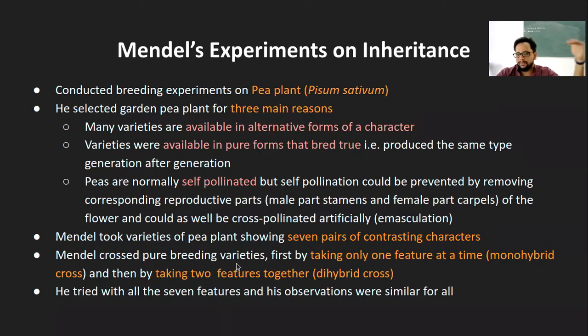Let's say white flower with white flower or purple flower with purple flower, taking only one characteristic feature at a time, that is the flower color. Then he did not bother about the seed color or seed shape or pod shape and so on. So that is one characteristic at a time, and this particular type of cross is called a monohybrid cross. And when he took two different characters or two features together, that is called a dihybrid cross.